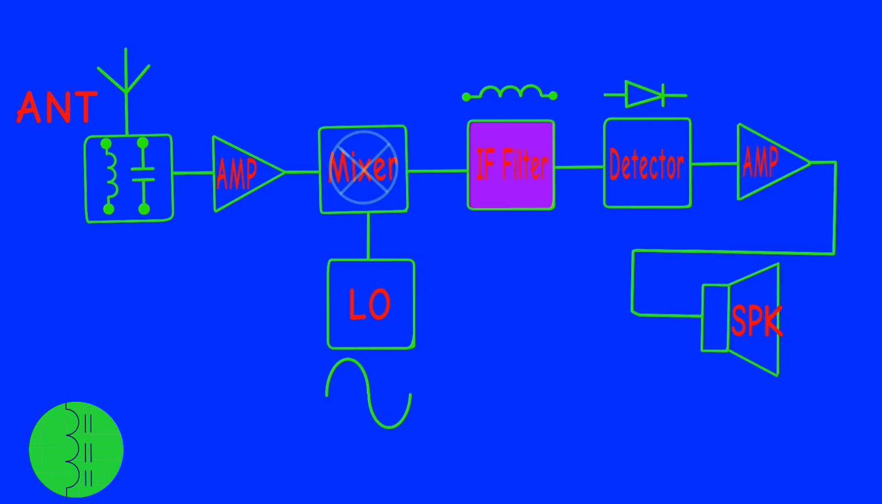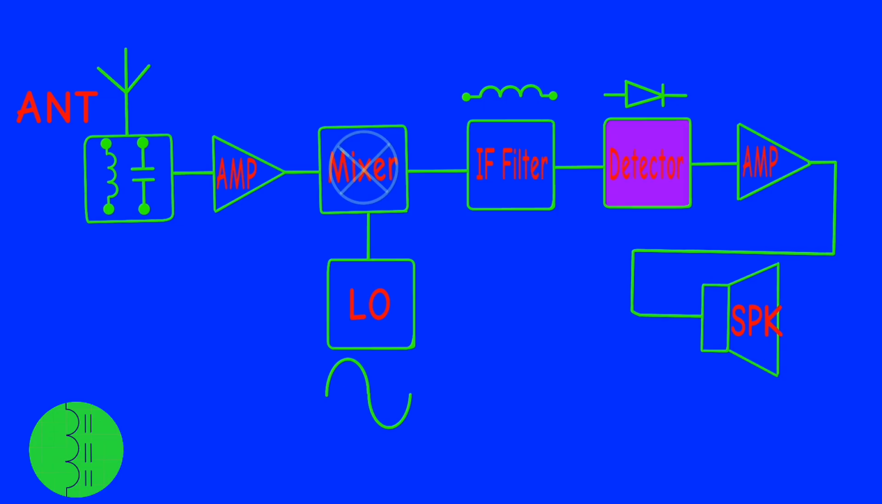6. IF amplifier. Purpose: After filtering, the IF amplifier further amplifies the intermediate frequency signal to a level suitable for demodulation. Function: The IF amplifier boosts the strength of the filtered IF signal. The advantage of amplifying the IF signal instead of the RF signal is that the IF signal is at a lower, more manageable frequency, which is easier to amplify and demodulate.